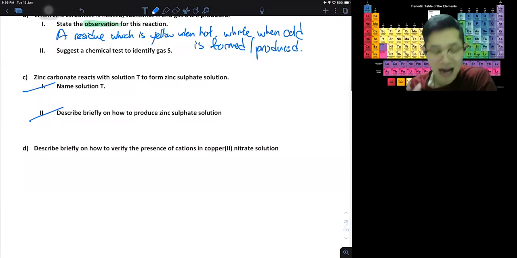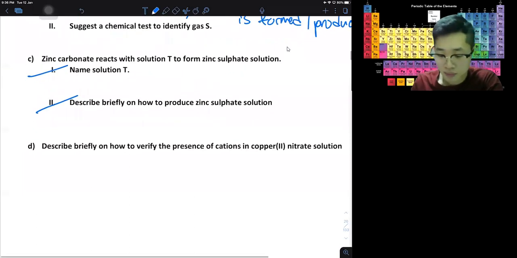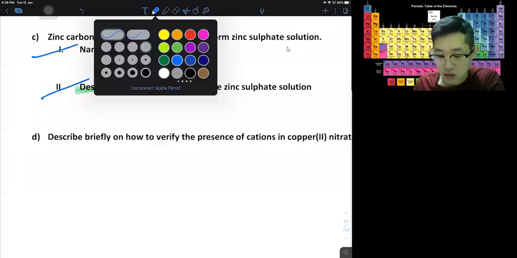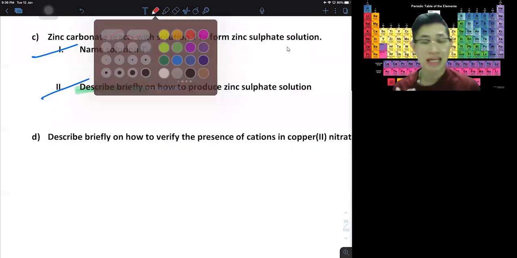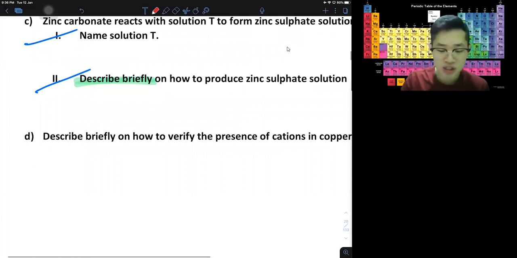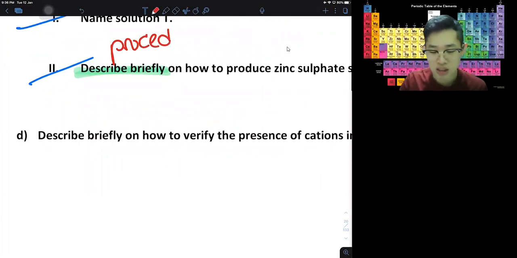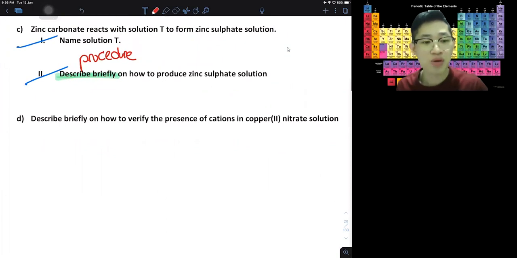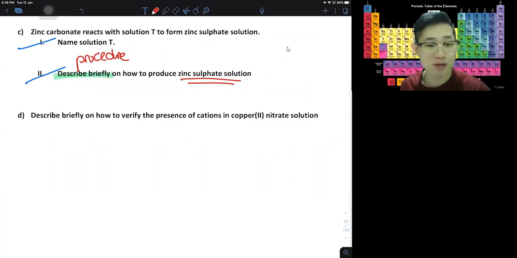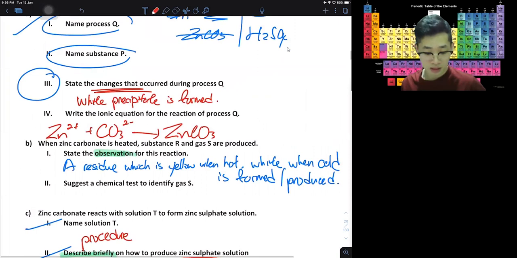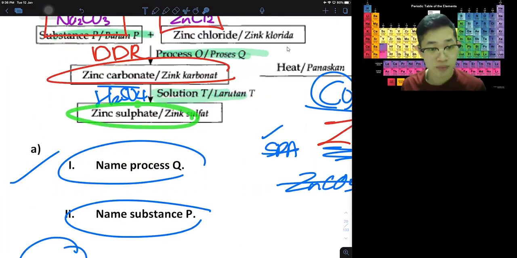Describe how to produce zinc sulfate solution. Okay, this is also what you learned last week. The procedure. That means a few simple steps to get zinc sulfate solution. In order to get this zinc sulfate solution, what do you do?